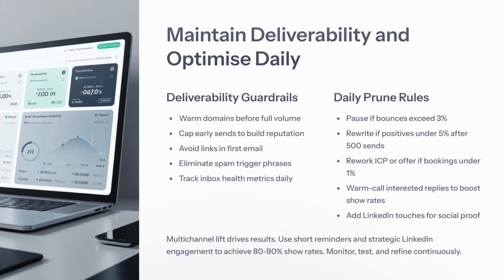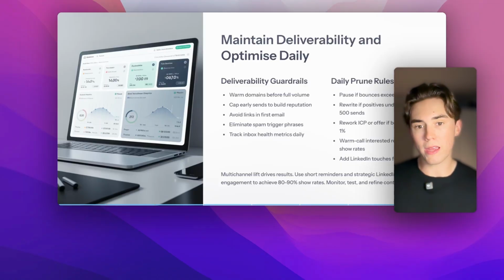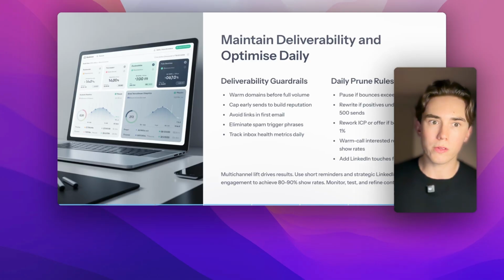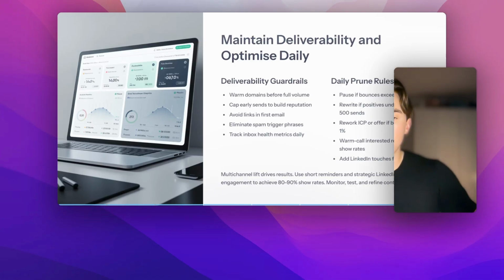And then obviously it goes without saying, but maintain deliverability and optimize daily. Essentially, if you aren't landing in someone's inbox, there's no point of even sending the email, right? Because if you're landing in their spam box, there's really no point. It's very unprofessional, doesn't look good, and nobody really checks their spam folders anyway. Always warm up the domains, cap sends, don't send more than 15 emails a day per email account, no links at all ever, remove spam trigger phrases, and then track inbox health metrics daily.